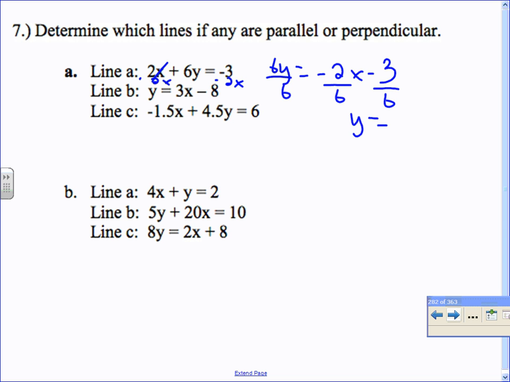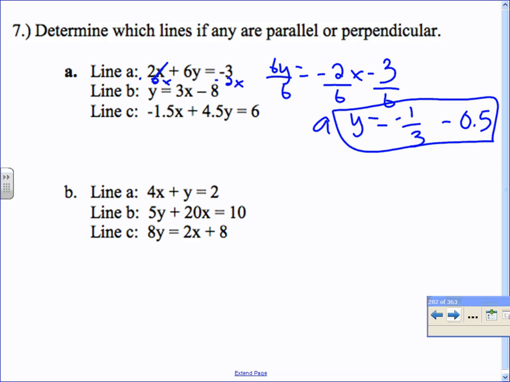Adam? 10 thirds? How do you get 10 thirds? Negative 2 over 6. I don't know how you got 10 thirds. Okay, negative 1/3. I'm trying to figure out how you got that. Minus what, Adam? Good, minus 0.5 or minus 1/2. So there's A, okay? We already have B.